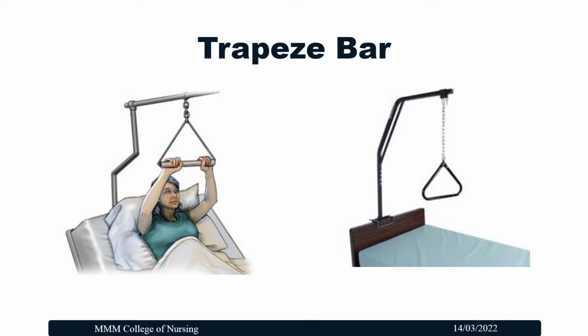An overhead trapeze is a triangular shaped metal bar. It hangs from the metal frame which is attached to the head border or the foot border of the bed, which helps the patients to grab and move themselves on the bed. Very commonly, it is used for ortho patients who cannot get out of the bed.